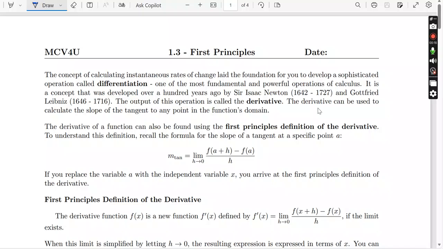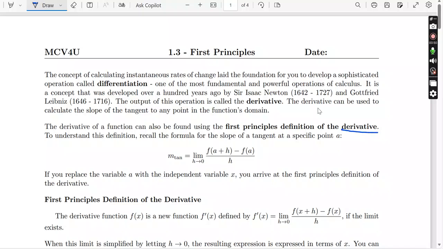The concept of differentiation, which is a big part of calculus, is one of the most fundamental and powerful operations of calculus. It's a concept that was developed over 100 years ago by Sir Isaac Newton, you may have heard of him, and Leibniz. The output of this operation is called a derivative. So what we're going to look at now is essentially the instantaneous rate of change combined with the concept of a limit. Okay? So the derivative of a function can be found using the first principle definition of the derivative.